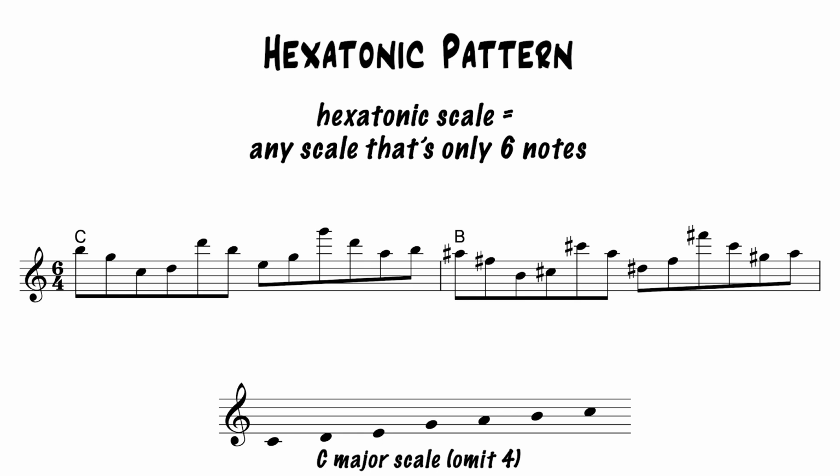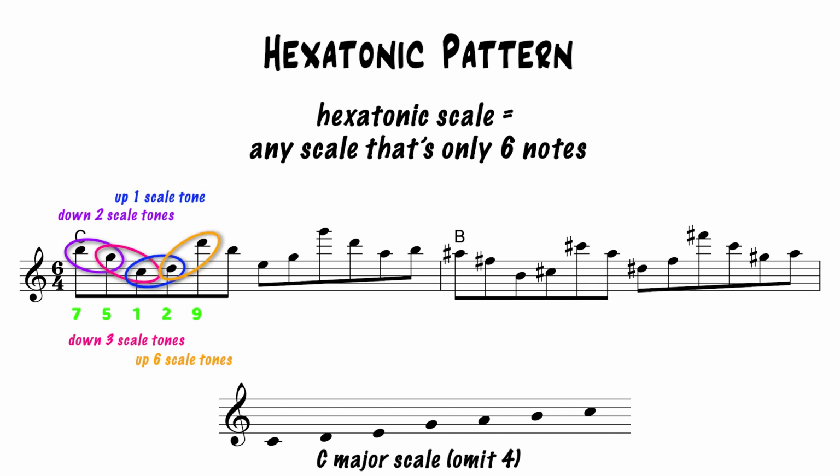really pretty sounds. In this case, I started on the 7th, B, and walked down 2 scale tones to the 5th, G. Then skipped down 3 scale tones to the root C, remember the 4 is not included, then walk up 1 scale tone, then walk up 6 scale tones. From here, the pattern repeats.